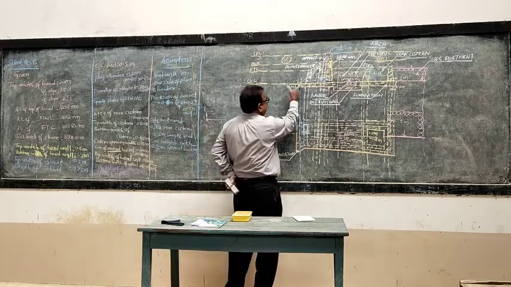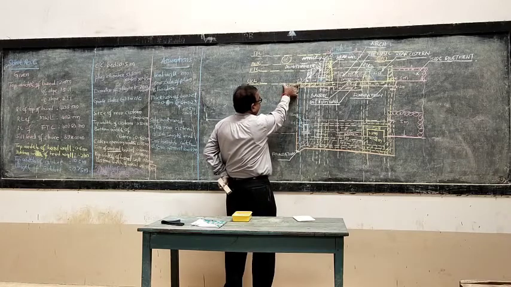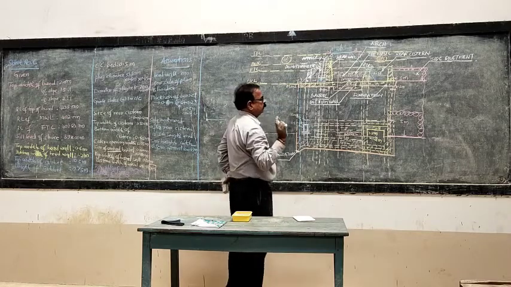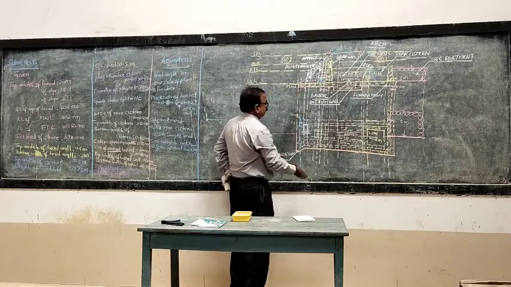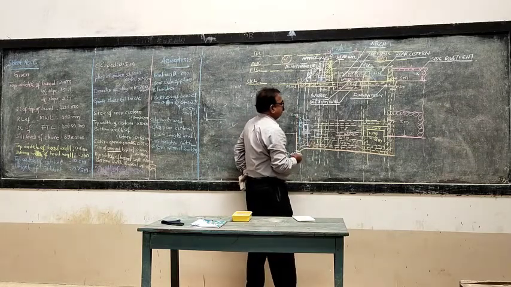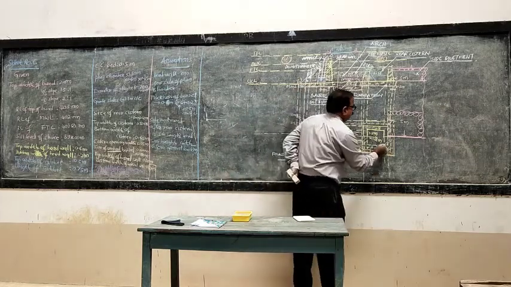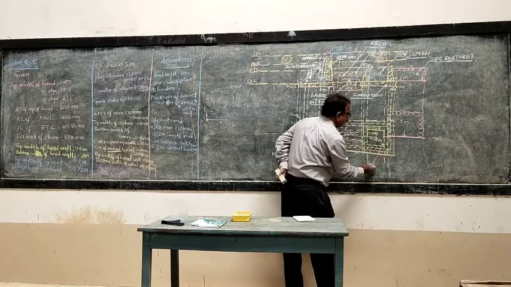Technically, it is impossible. If you take 1 meter here, it will become 2 centimeters. No, that's not a good drawing. So you have to take the correct proportion and then complete it. And then carefully you have to mention all the dimensions.